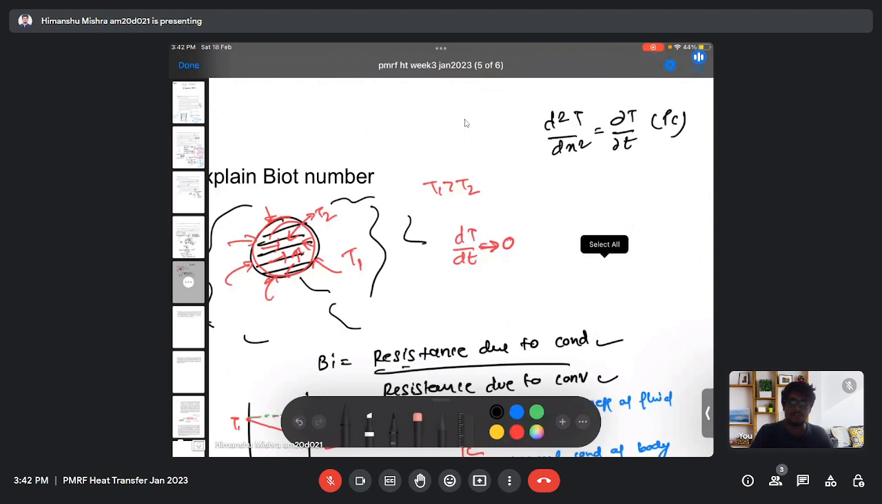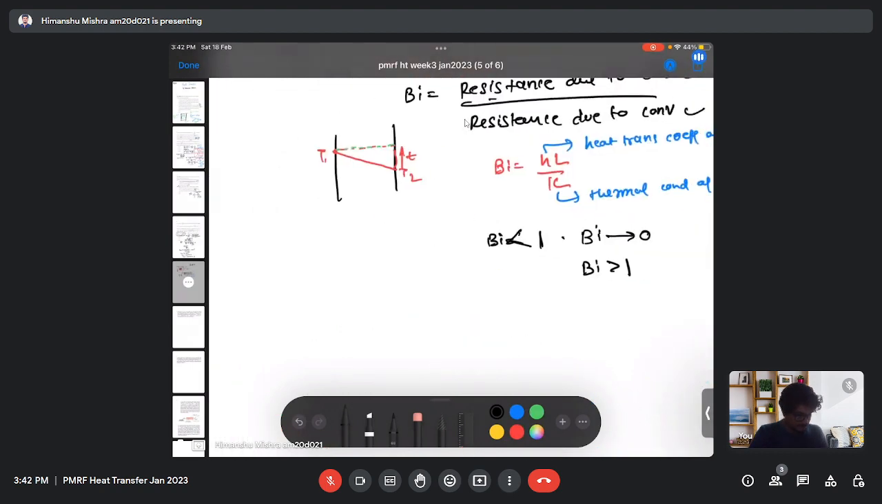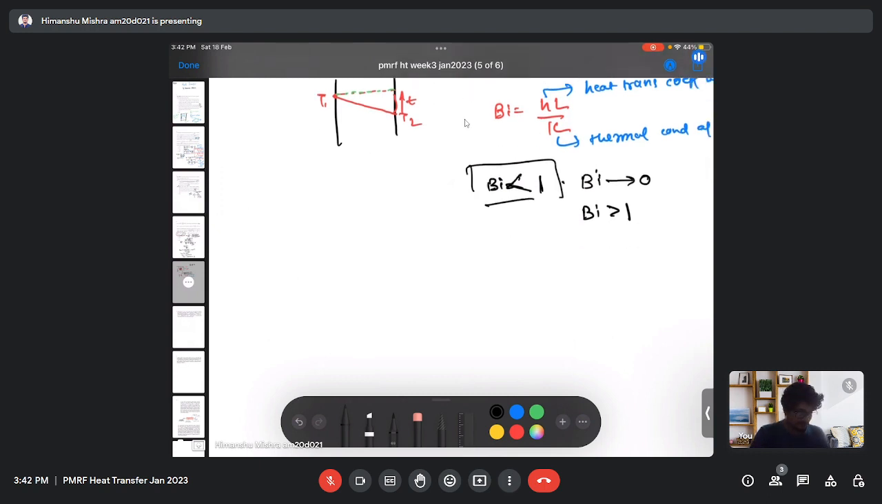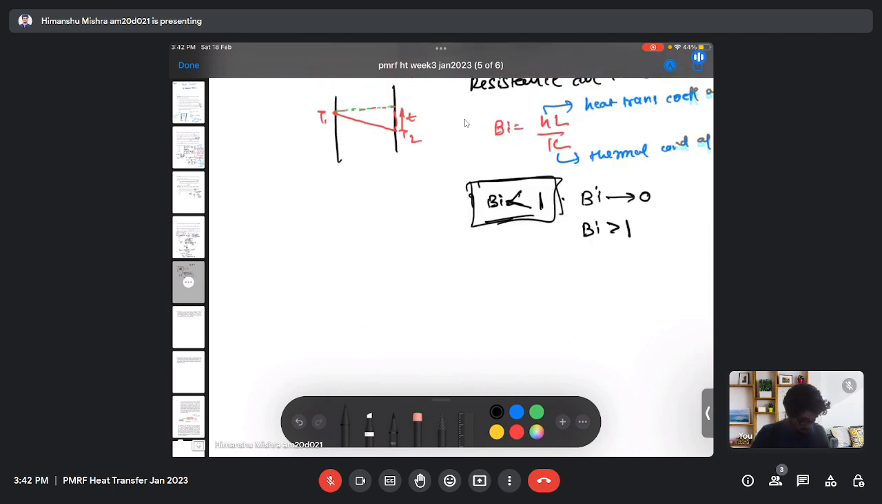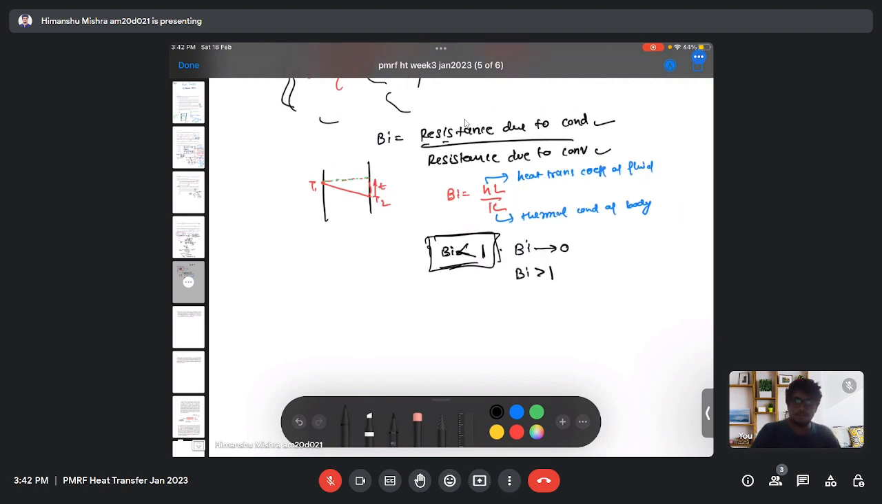So the first step in unsteady heat transfer is to solve for a system where the Biot number is less than 1. And I think this is the major part of the syllabus in undergraduate heat transfer also, to consider only systems where the Biot number is less than 1. So any questions related to the Biot number here?